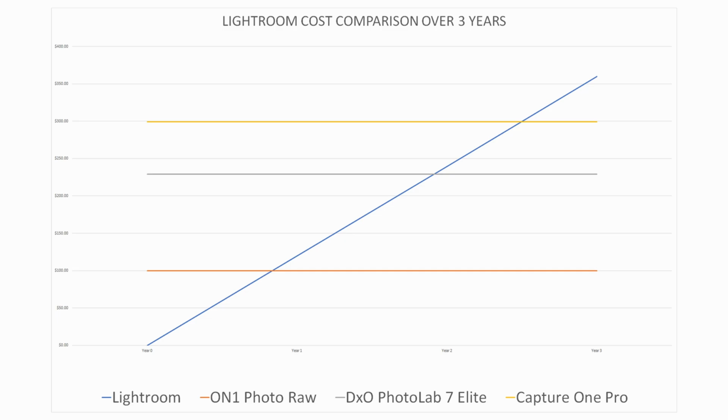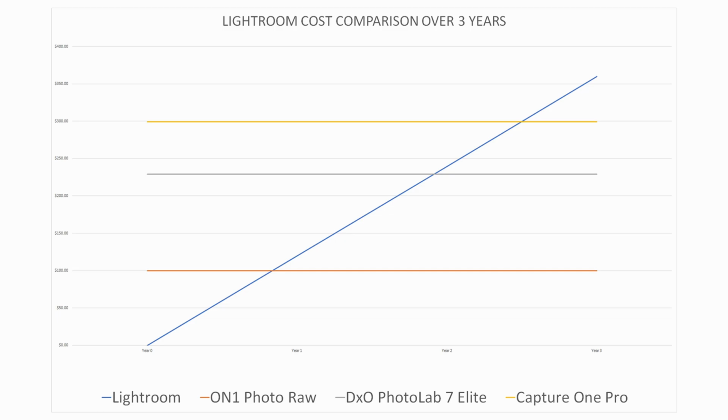So your subscription to Lightroom, complete with 1 terabyte worth of cloud storage, will cost you $9.99 every single month. Projected over a 3-year life cycle, that means that Lightroom, which is the blue line on this chart, will cost you just over $350. In contrast, you can buy ON1 Photo RAW outright right now for $99, and it will never cost you more than $99, no matter how much longer you own it. Likewise, DxO PhotoLab 7 Elite is still considerably cheaper than Lightroom, as is the more expensive Capture One Pro.